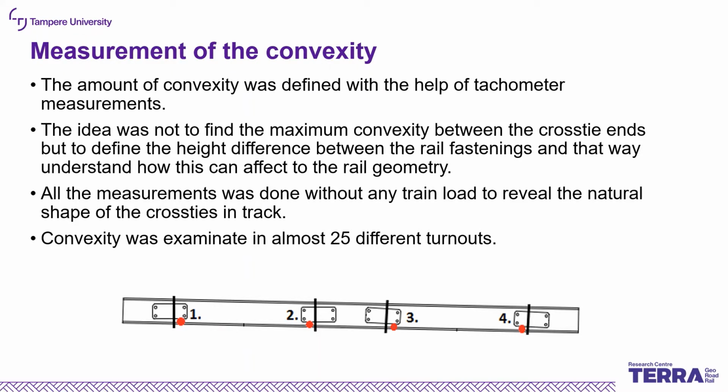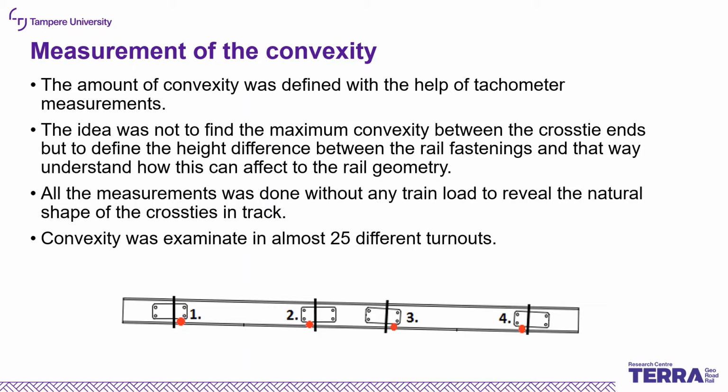Then the measurement. We want to measure the convexity of the sleeper, and it was defined with the help of tachometer measurements. We also used other measurement methods, but mostly tachometer measurements were used. And the idea was not to find the maximum convexity between the crosstie ends, but to define the height difference between the rail fastenings, and that way understand how this can affect the rail geometry. There's no point in measuring the maximum convexity, because that doesn't affect the real rail geometry. Only the convexity between the fastenings is the real deal.